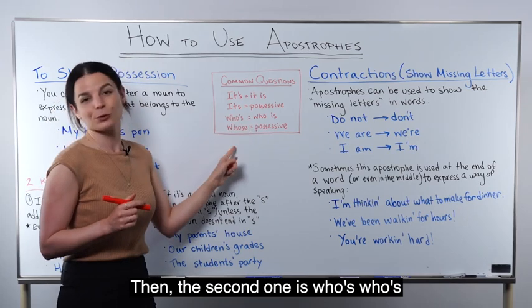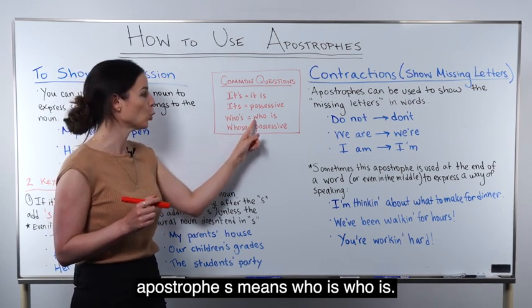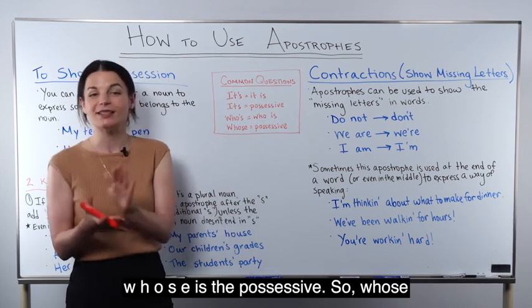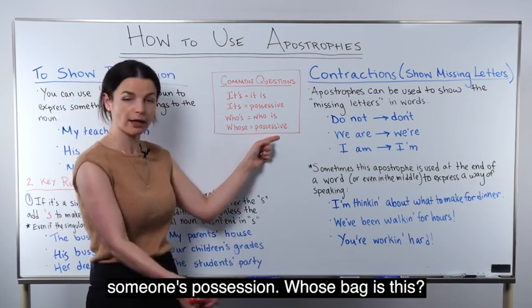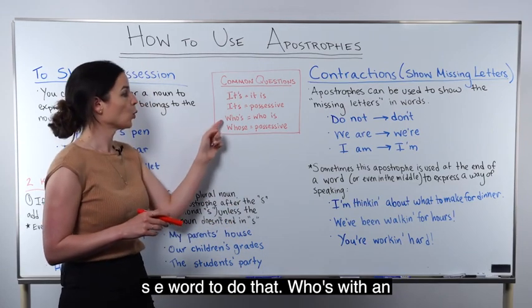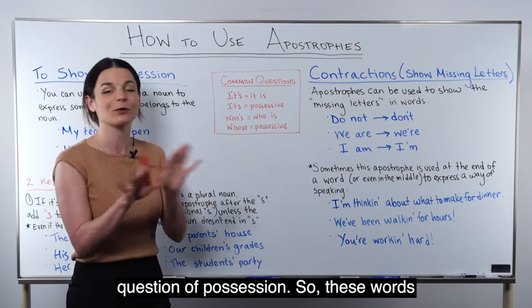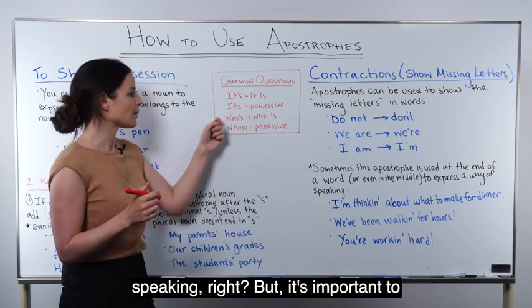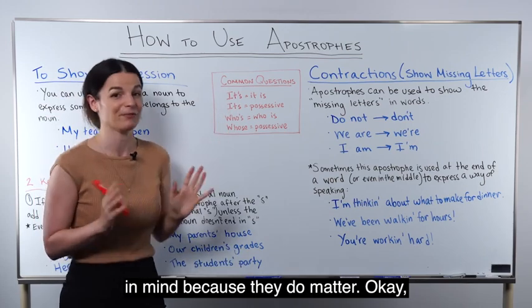Then the second one, this whose question. W-H-O apostrophe S means who is. Who is. W-H-O-S-E is the possessive. So whose bag is this? Right? We're asking about someone's possession. Whose bag is this? Whose marker is this? We use this W-H-O-S-E word to do that. Who's with an apostrophe S means who is, like who's he talking to, right? That's not a question of possession. So these words sound exactly the same when we are speaking, right? But it's important to remember that they are very different on paper. So keep these small differences in mind because they do matter.